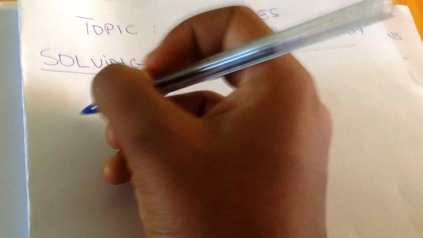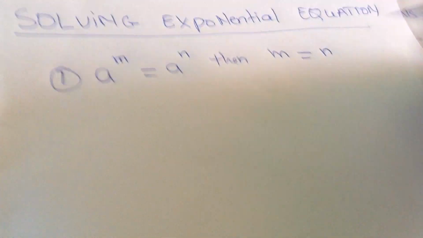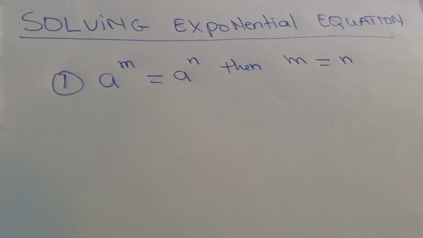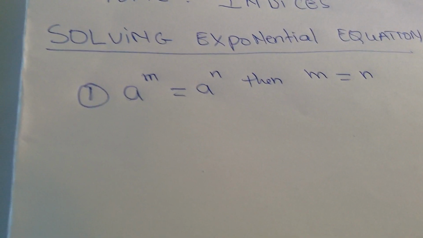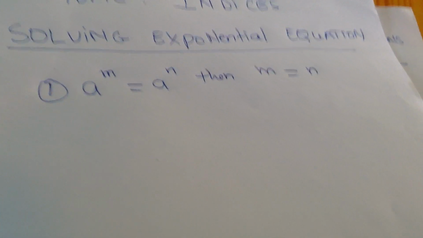The first one is when you have a raised to the power of m is equal to a raised to the power of n. You need to understand that m is equal to n. You need to know that. In this equation you realize that the bases are the same. So for solving this equation, you need to equate the indices and solve for the variable you are looking for.